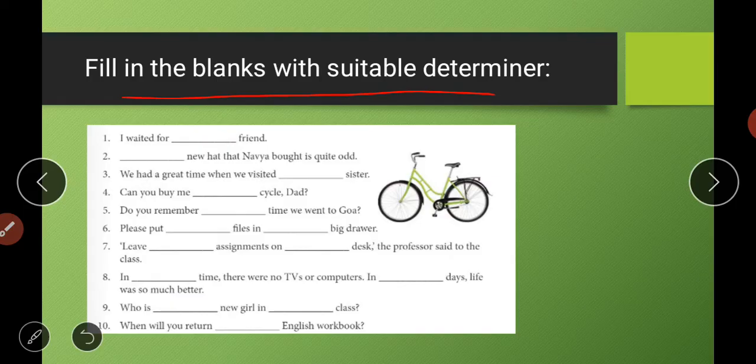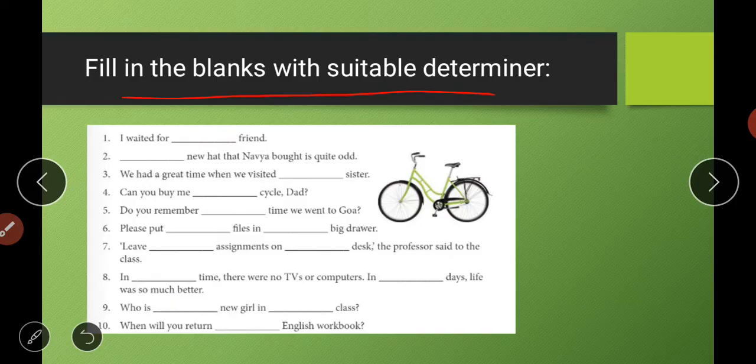Seventh is, leave dash assignments on the dash desk, the professor said to the class. So leave the assignments on the desk. Because the professor is talking about particular assignments and he is asking to leave those assignments on a particular desk, that is why the right answer for both the fill ups will be "the". So, leave the assignments on the desk, the professor said to the class.